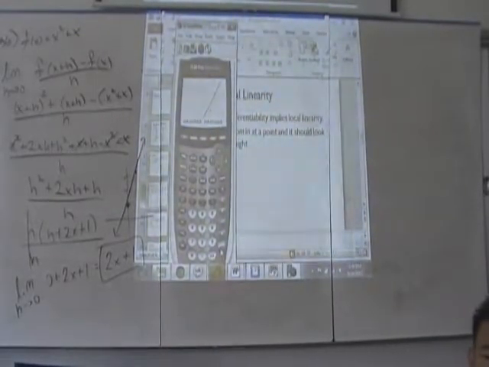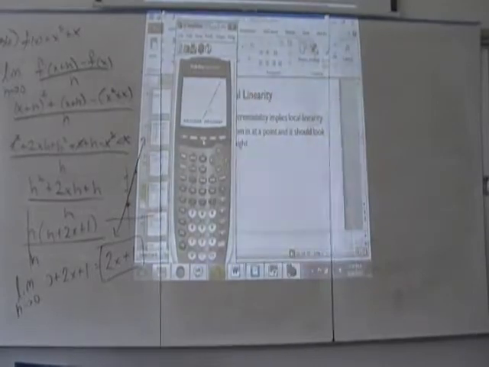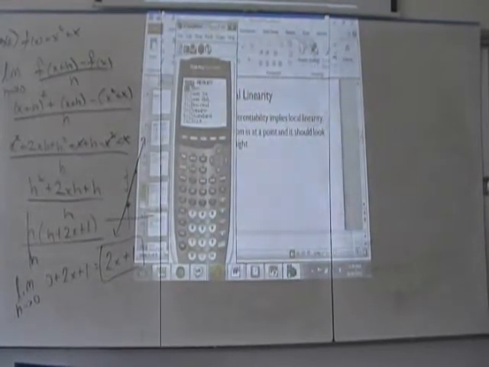So, if you can take the derivative of something, that means at any point on the graph, we can zoom in a bunch of times, and it will look straight. Any questions? So, let's look at something that is not differentiable. Let's go to zoom standard real quick.